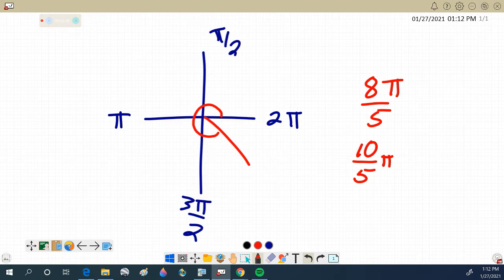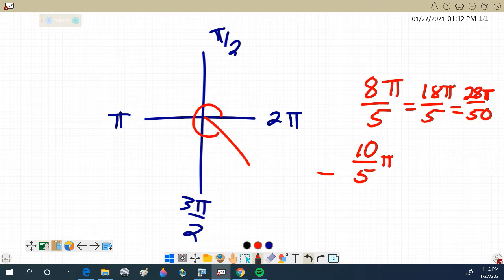So what other angle lands in that place? 18 pi over 5, or 28 pi over 5, or 280 pi over 500. I could even subtract and get negative 2 pi over 5. All of those angles are coterminal. They all land in exactly the same place.